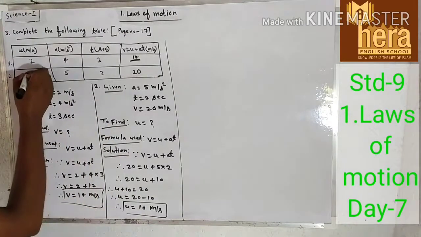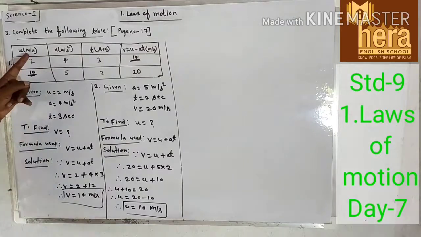So here the answer will be 10. Right, only 10 because meter per second is written here. So only 10 is here, okay. Next table I will complete.